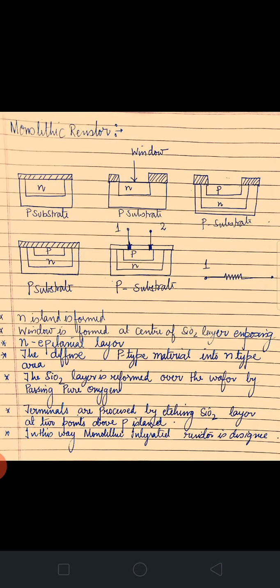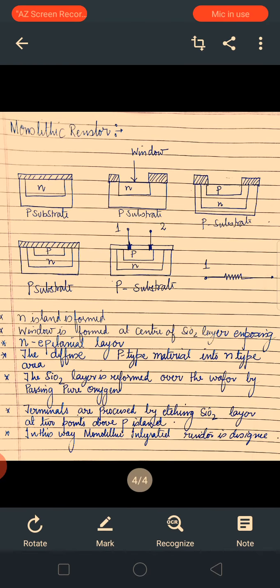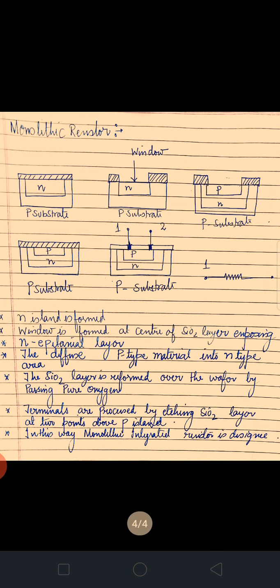Then an epitaxial layer will be grown. Then there will be a SiO2 layer exposing the N epitaxial layer. When we remove the SiO2 layer in the form of the window, an N region, the epitaxial layer, is developed. Then after this we are going to diffuse the P-type material into the N-type material. Now as you can see, a P well is diffused in the N well region. That is, the P-type material is diffused into the N-type area.